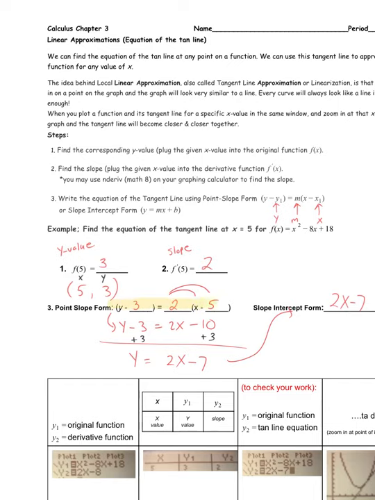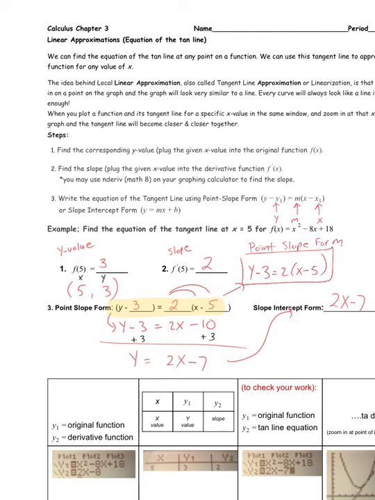Y minus 3 is equal to 2 times x minus 5. In fact, I might just write that out simpler for you. Y minus 3 is equal to 2 times x minus 5, and you can just leave it like that. That right there, you guys, is point-slope form. That is the point-slope form equation of a line.